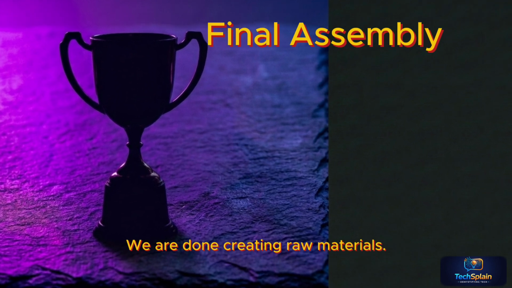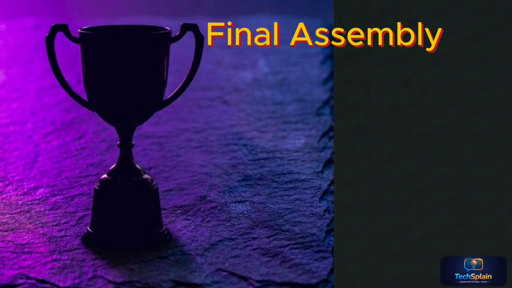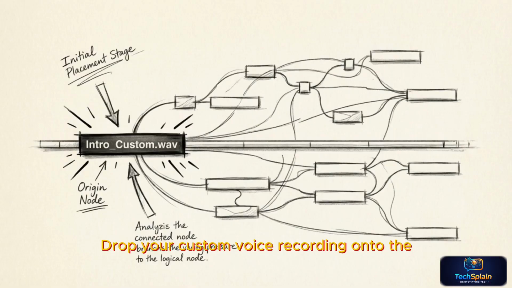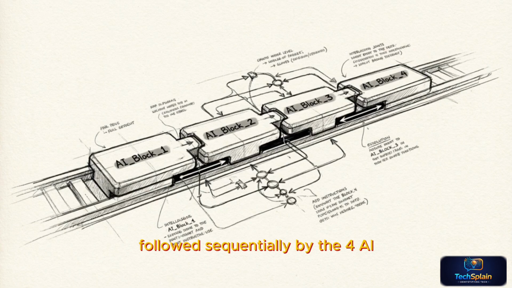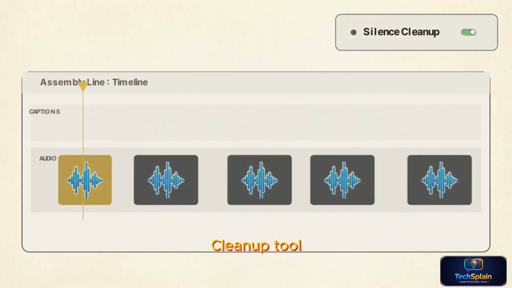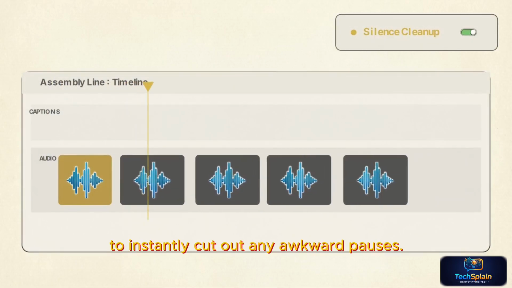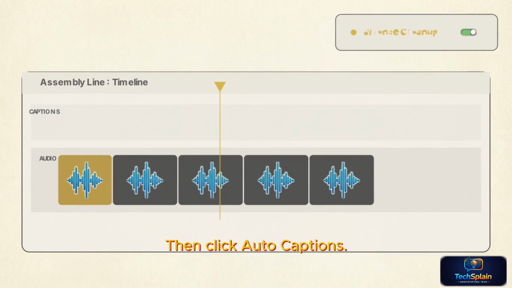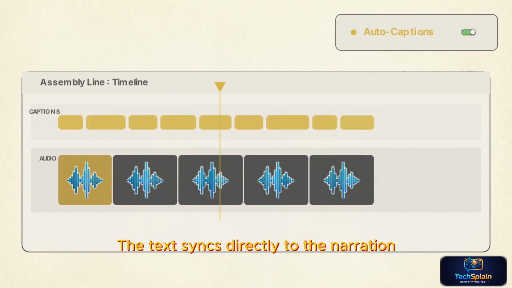We are done creating raw materials. Now we aggregate them. Open CapCut. Drop your custom voice recording onto the timeline first, followed sequentially by the 4 AI-generated audio blocks. Select the audio and use the silence cleanup tool to instantly cut out any awkward pauses. Then click Auto Captions. The text syncs directly to the narration in seconds.